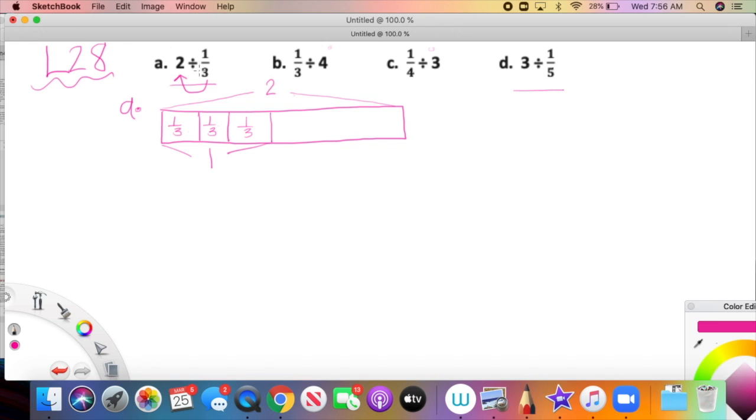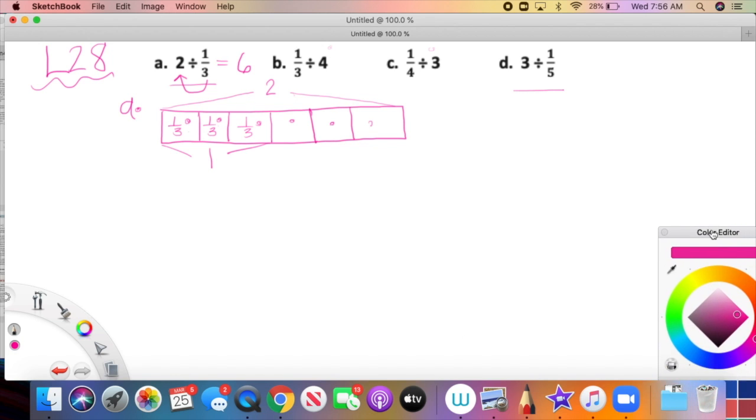But we're not asking 1 divided by 1/3. We're looking at 2 divided by 1/3. So let's go ahead and continue dividing this side into 1/3. And here we'll be able to see that we have 1, 2, 3, 4, 5, 6. There are 6 1/3 that fit inside of 2. Let's keep going. I'm just going to change my color. Let's keep going and look at B.